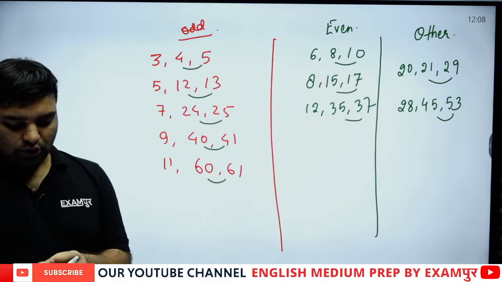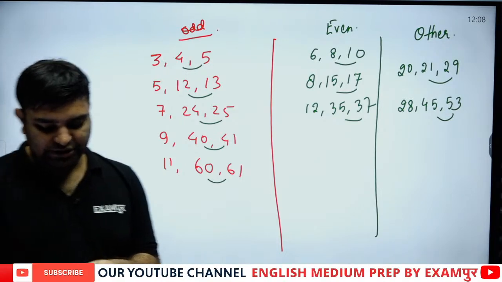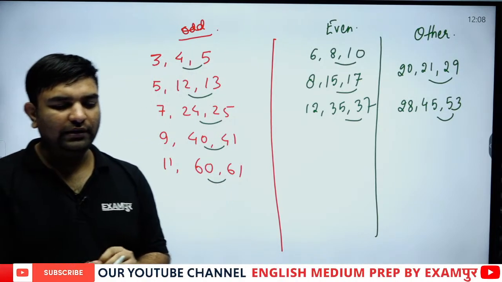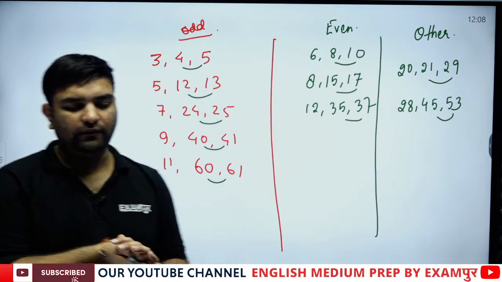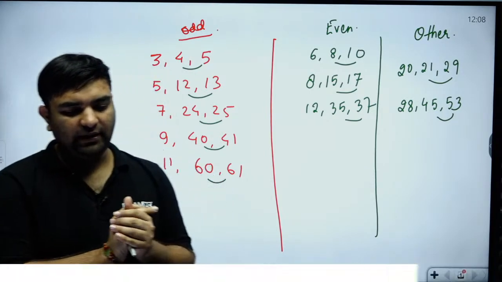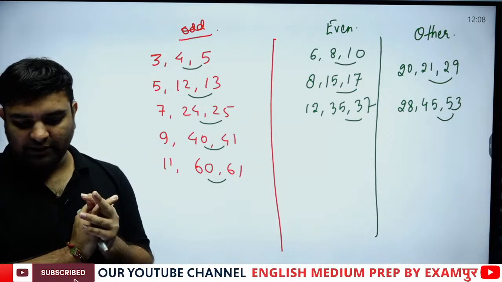Okay. So at least you should be remembering this much: 3, 4, 5; 5, 12, 13; 7, 24, 25; 9, 40, 41; 11, 60, 61; 6, 8, 10; 8, 15, 17; 12, 35, 37.